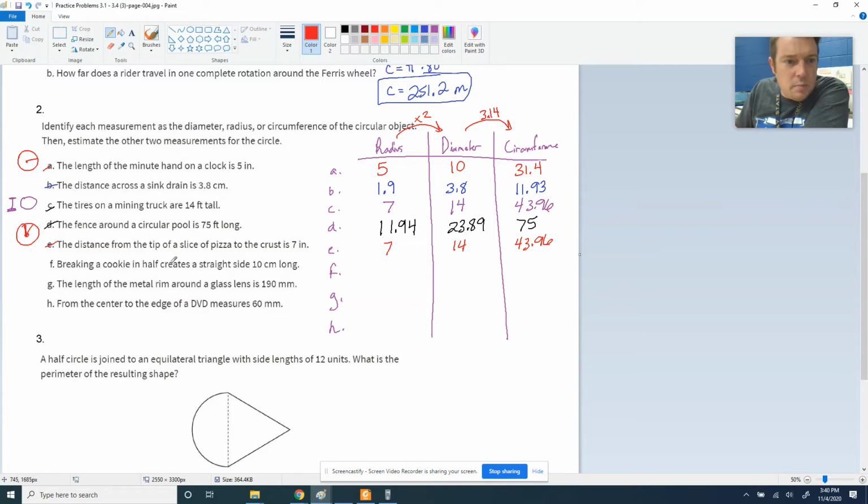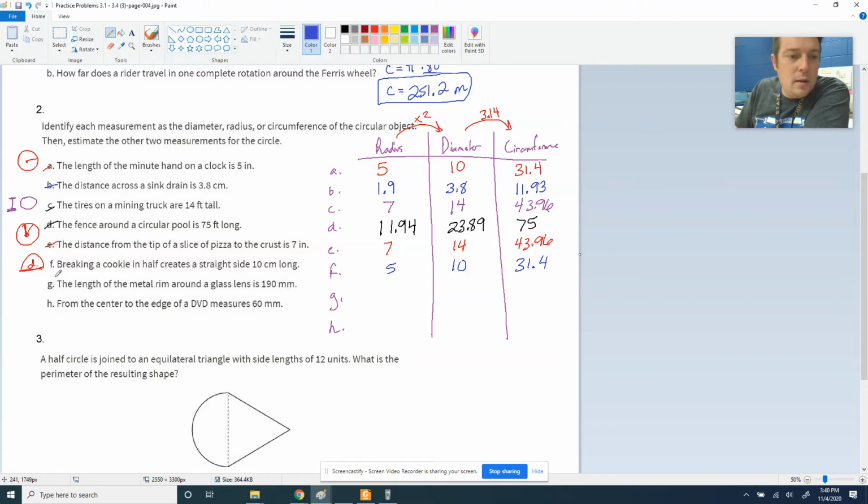All right, breaking a cookie in half creates a straight side that's 10 centimeters long. So cutting a cookie in half, like this, is just another way to phrase the diameter. So they're giving us the diameter for this one, and it's 10. That matches the very first one that we did, which had a radius of 5 and a circumference of 31.4. That's making this easier since we have repeats.